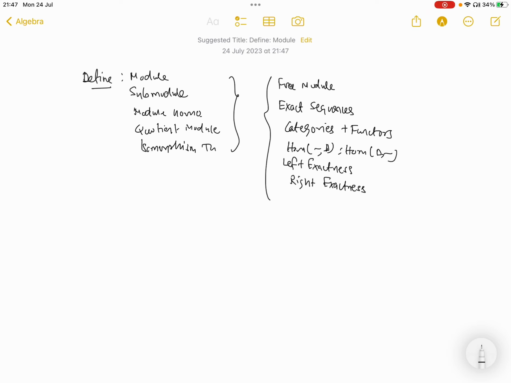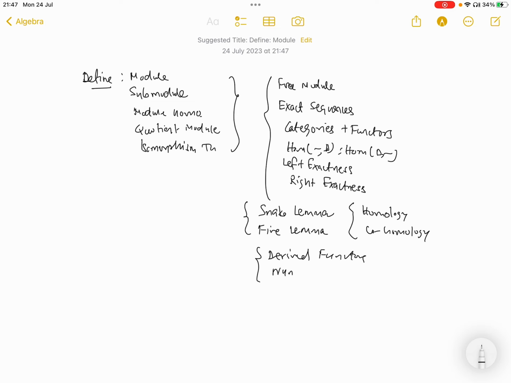And also then I will shift to what is very much important in terms of homological algebra, the snake lemma, the five lemma, and maybe then can also define the homology groups and cohomology groups. And if time permits, I will also try to cover some derived functors, namely Tor and Ext.